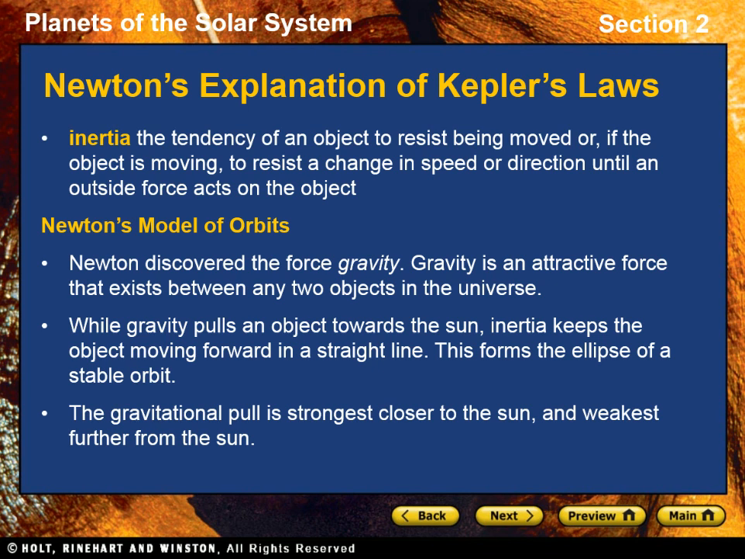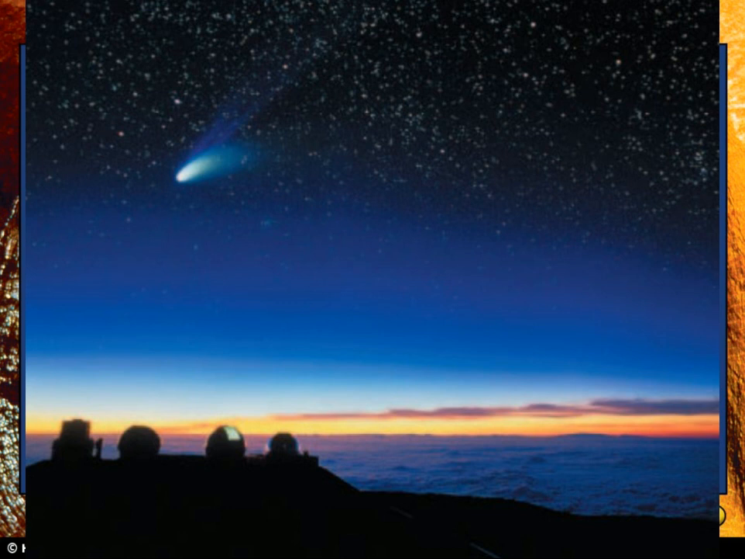Newton's model of orbits. Because a planet does not follow a straight path, an outside force must cause the orbit to curve. Newton gave this force the name gravity, and he realized that this attractive force exists between any two objects in the universe. The gravitational pull of the Sun keeps objects, such as the comet shown here, in orbit around the Sun. While gravity pulls an object toward the Sun, inertia keeps the object moving forward in a straight line. The sum of these two motions forms the ellipse of a stable orbit.